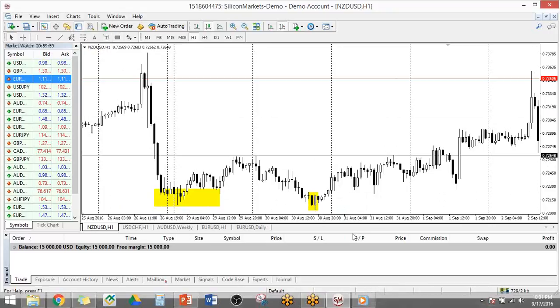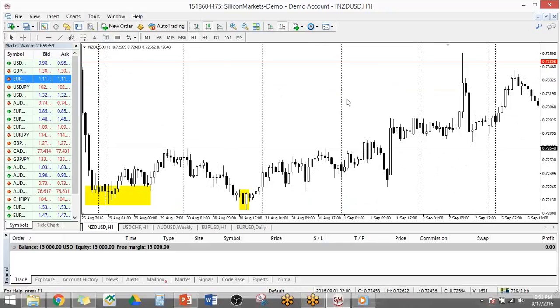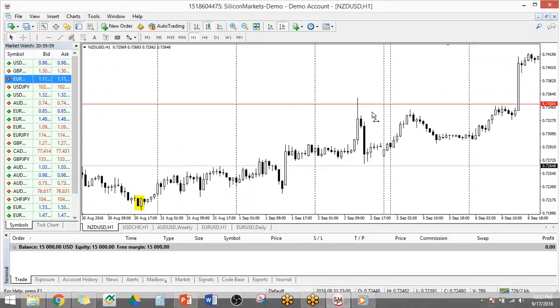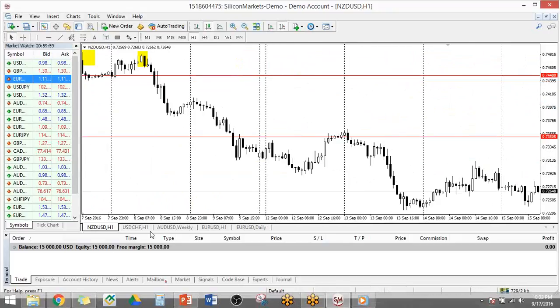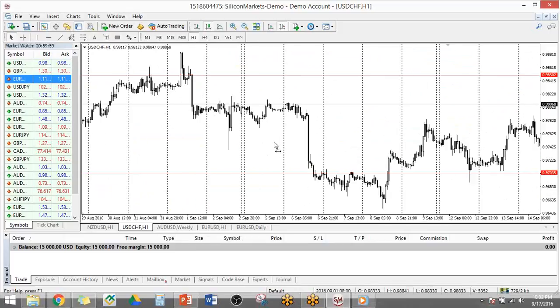So I hope you guys know what this is. It's an engulfing candle, and then the market went up. Okay. So that is also a good example of a double bottom right there. I'll show you another one with my CHF trade.